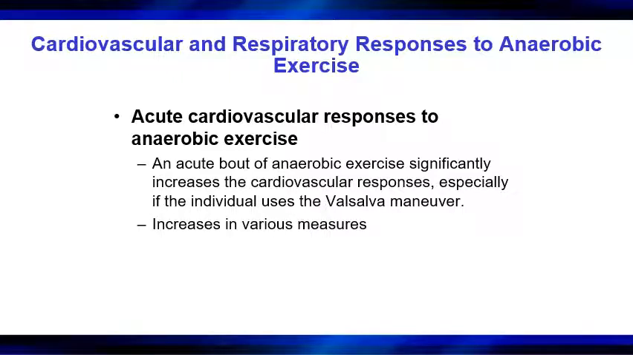Particularly, there are increases in various measures. You could have an increase in cardiac output, which we've talked about before, an increase in stroke volume, increased heart rate, oxygen uptake, and increased systolic blood pressure. Systolic blood pressure is the pressure in the blood vessels when the heart's contracting. There's also increased blood flow to active muscles. All of these increases will occur as a result of an acute response to anaerobic exercise.